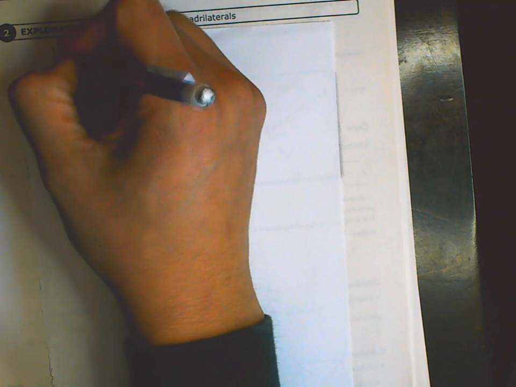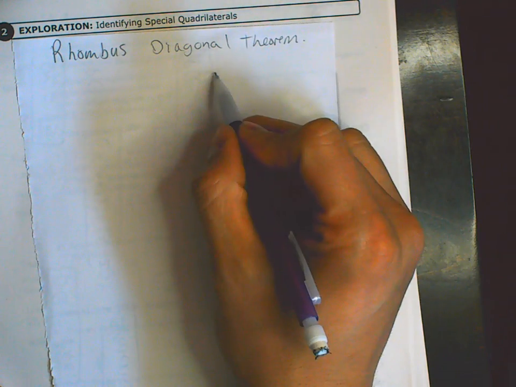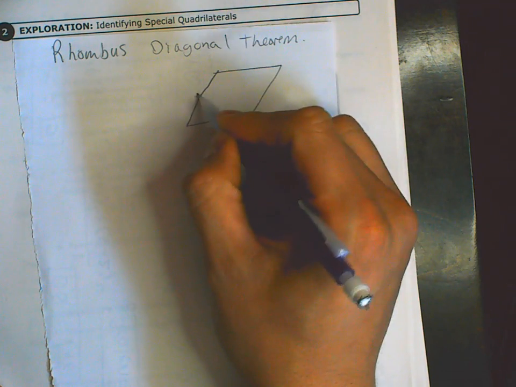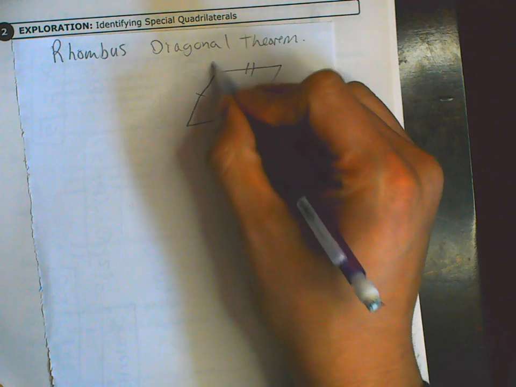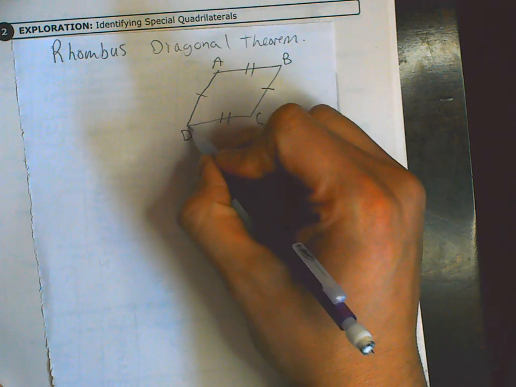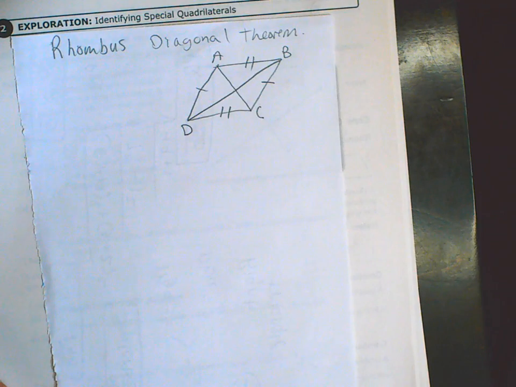Okay, so on page 211, we're going to prove the rhombus diagonal theorem. Okay, so pretty much if you have a rhombus, okay, and remember the rhombuses have congruent opposite sides. What they want me to prove here is that in this rhombus, okay, these diagonals are going to be perpendicular. So I have to prove that they're going to be perpendicular.